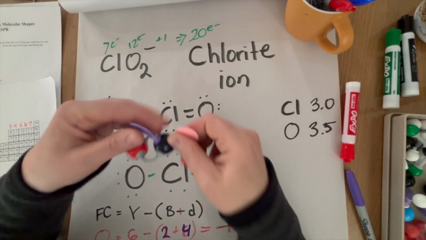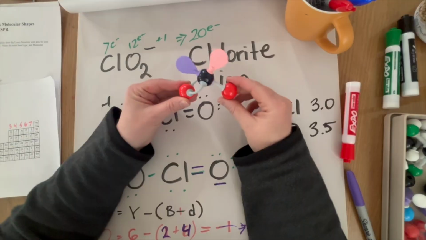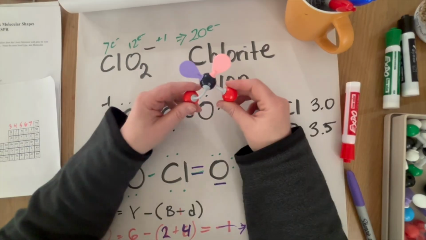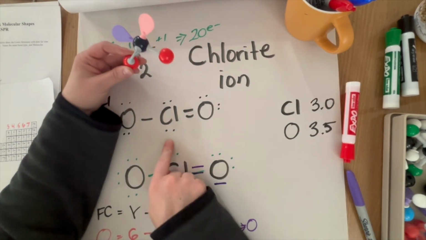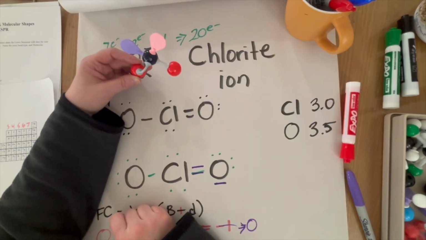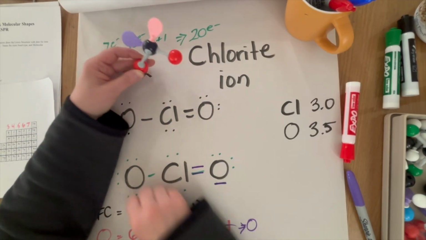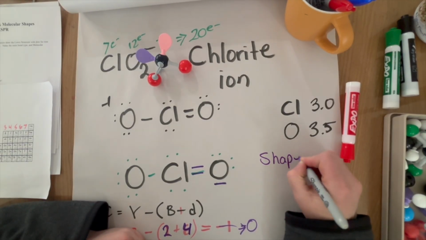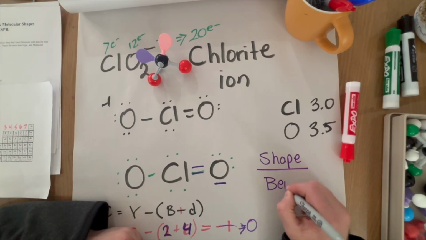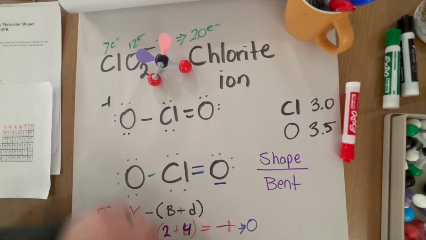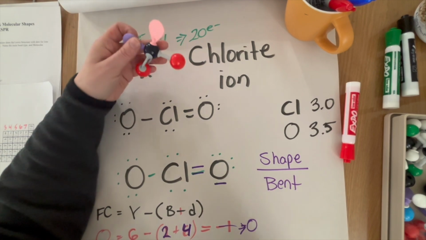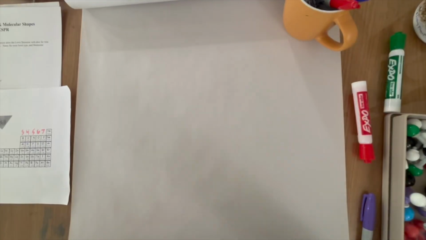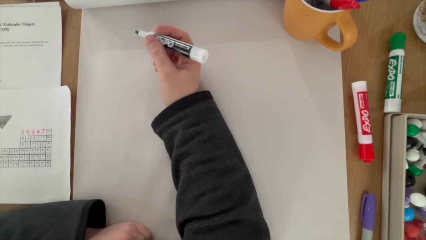2 lone pairs here. And you can see how that would create this bent shape a little bit better, right? And that is the shape of this chlorite ion, okay? Because we have the 2 lone pairs and the 2 oxygens, one with a double bond, one with a single bond here. So our shape for the chlorite ion is bent, because even though these guys would make it more of a 3-dimensional shape, we don't have a 3-dimensional shape because we only have the 3 atoms.